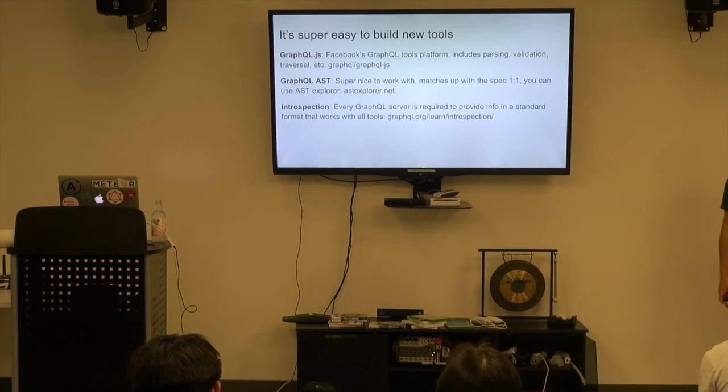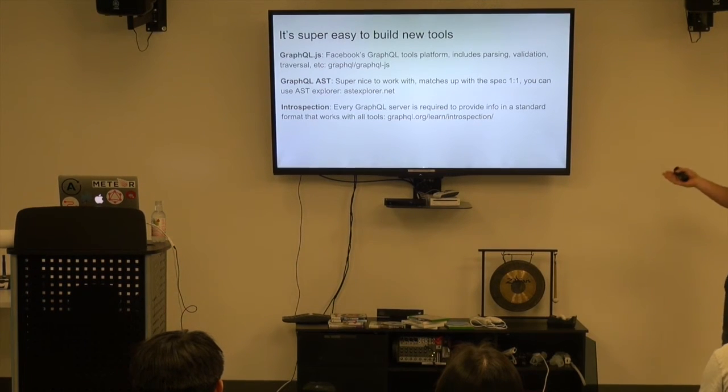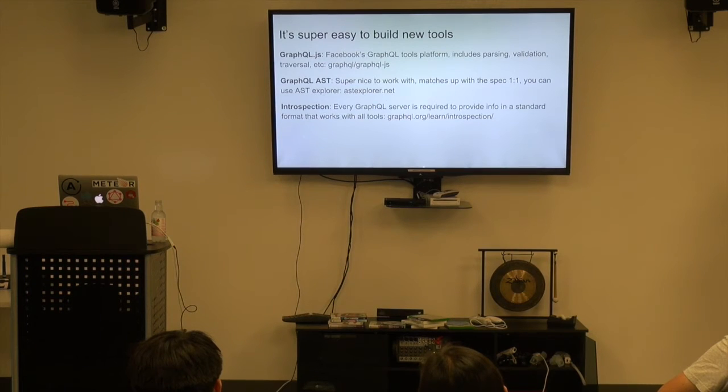There's a great website called astexplorer.net. So if you want to look at a GraphQL query and look what the parsed version looks like, you can just go to this website and type in a query and see exactly what fields are in there and how you might manipulate them with code. And like we mentioned before, every GraphQL server, to be spec compliant, is required to provide information about what data is available. So if you put all this stuff together, you can build basically any API tool you could imagine on top of GraphQL. And that's just with technology that's coming off the shelf today.